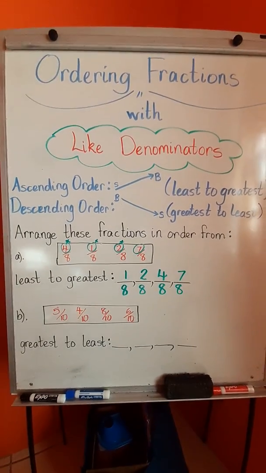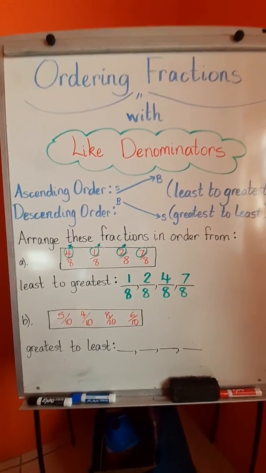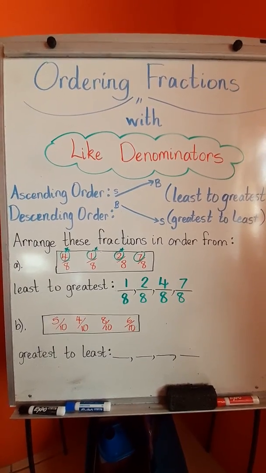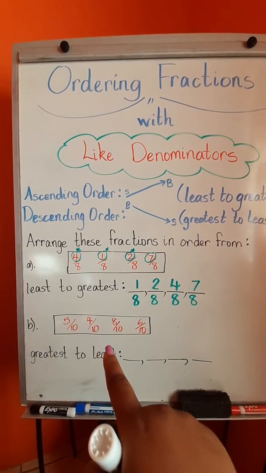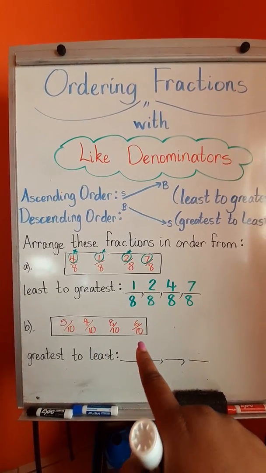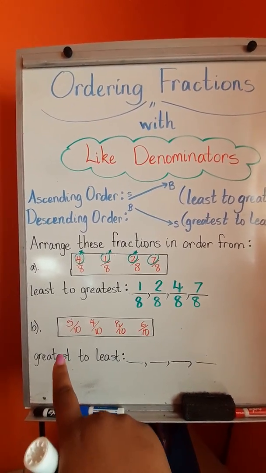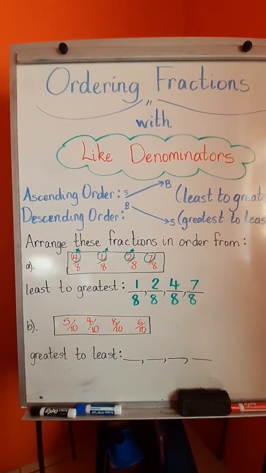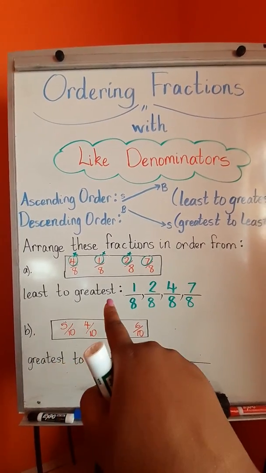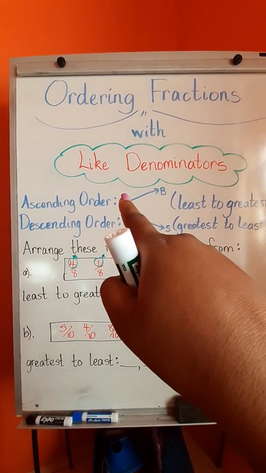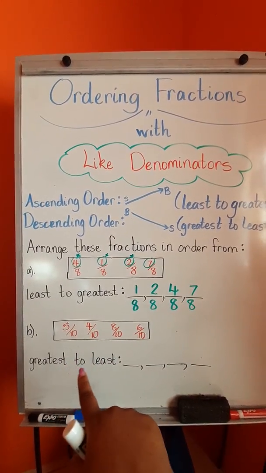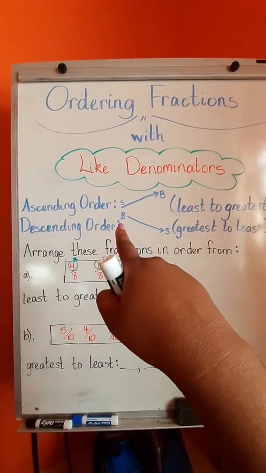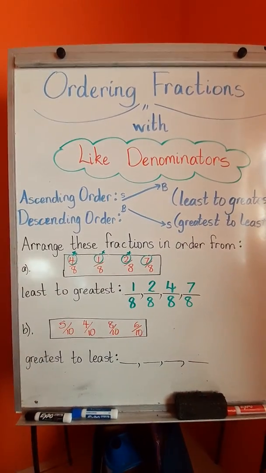Pretty easy, huh? Let's look at the next fraction. We are going to put 5 over 10, 4 over 10, 8 over 10, and 6 over 10 in order from greatest to least. First, we did least to greatest, which means from small to big. But now we're going to do greatest to least, which means big to small.